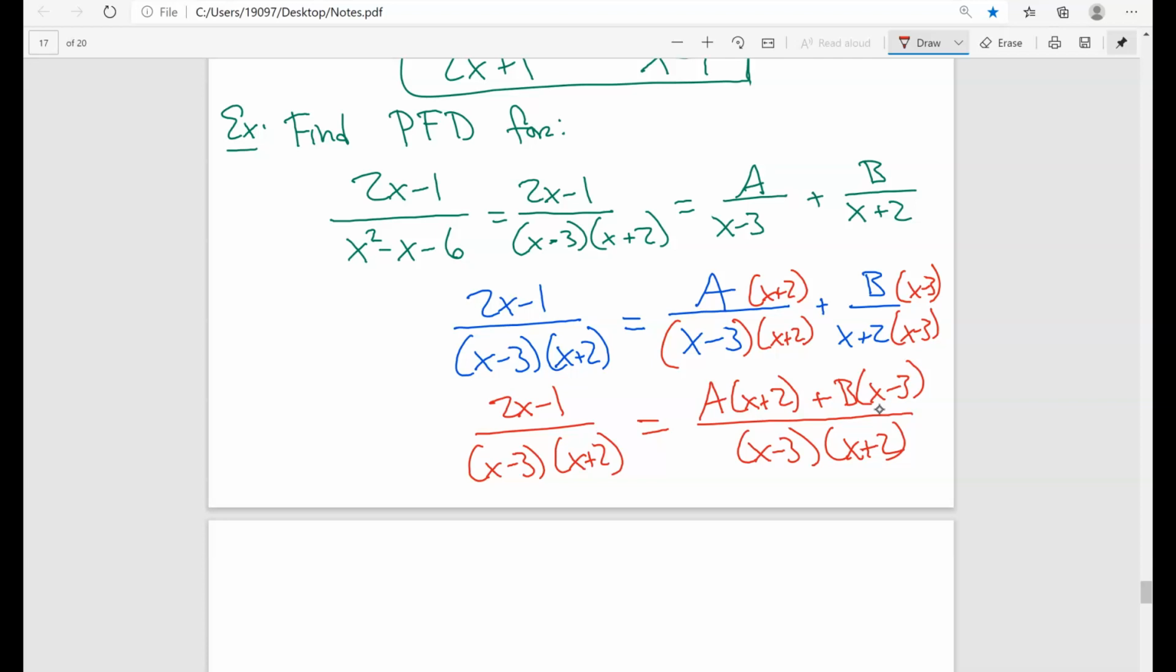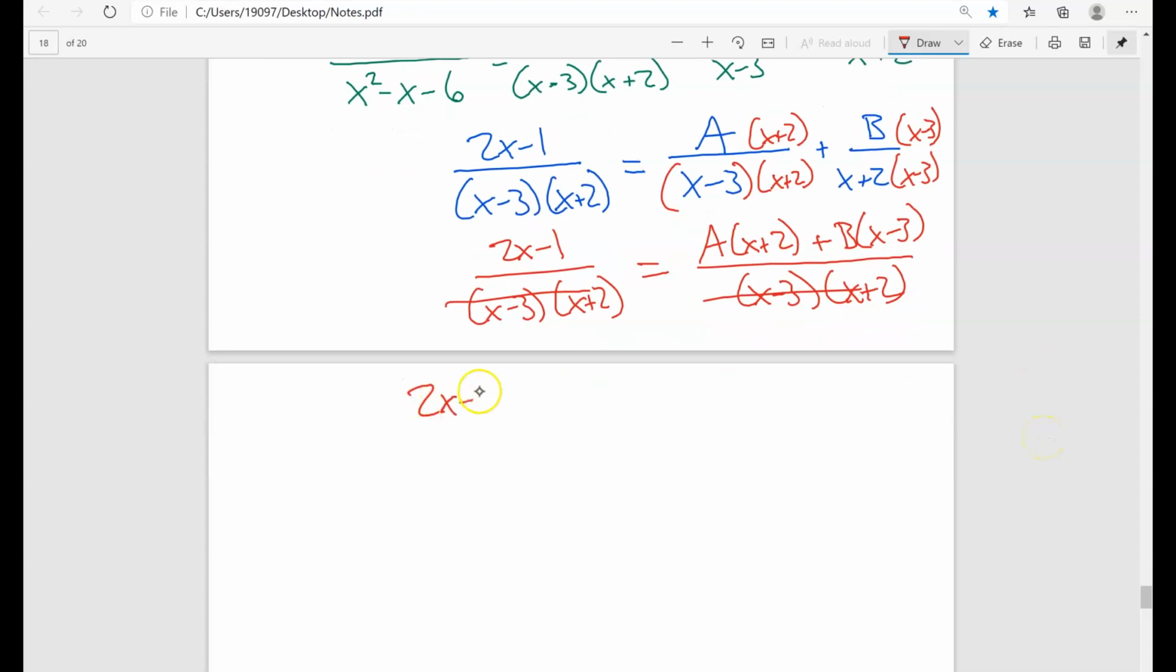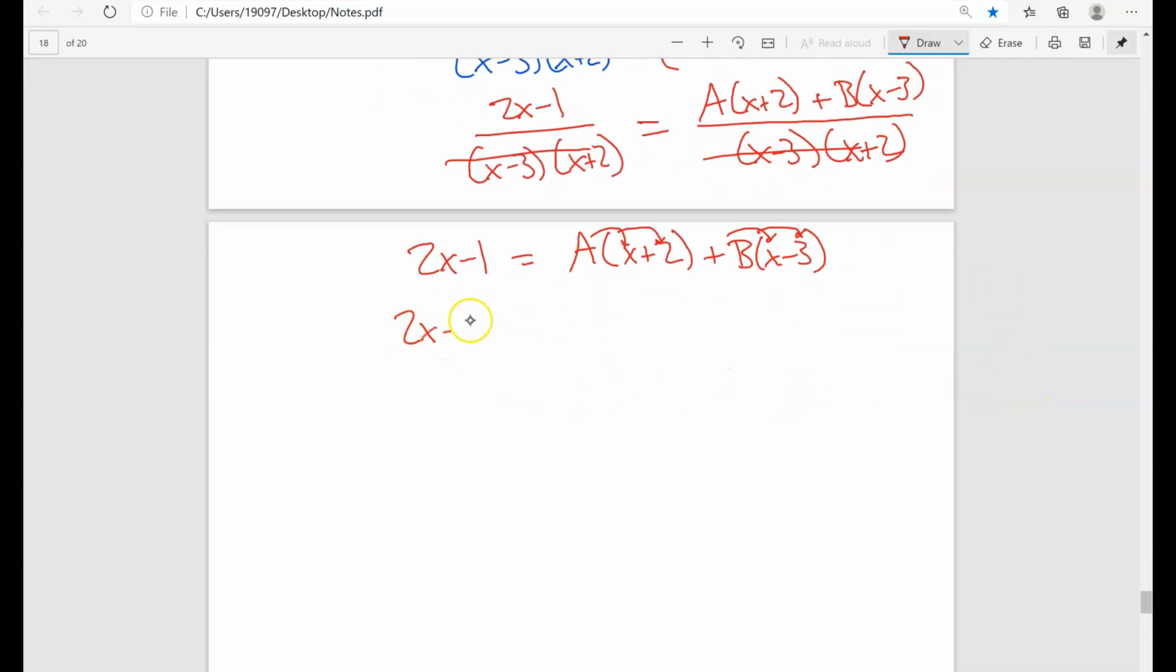So now that I have the same denominators, I can ignore the denominators and just keep the numerators. So 2x minus 1 is equal to A times x plus 2, plus B times x minus 3. Okay, so now let me FOIL this out. You're going to get 2x minus 1 equals Ax plus 2A plus Bx minus 3B.